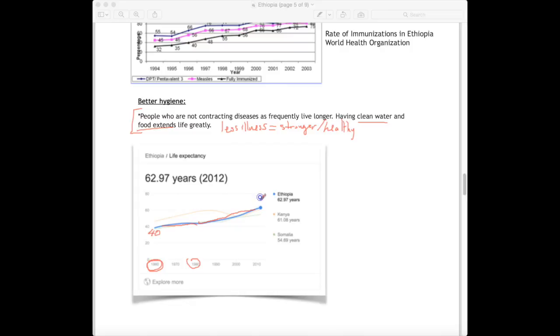You see the life expectancy, people are living up until about 62 years old. By 2012, it's 62.97 years. So life expectancy has gone up quite a bit, about 22 years over the course of several decades. That's quite a jump. So something again is happening. We could probably say that it has something to do with better hygiene, cleaner water, better food means healthier lives.